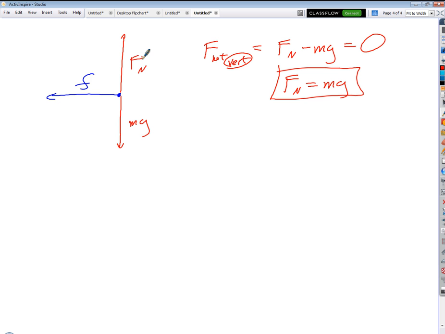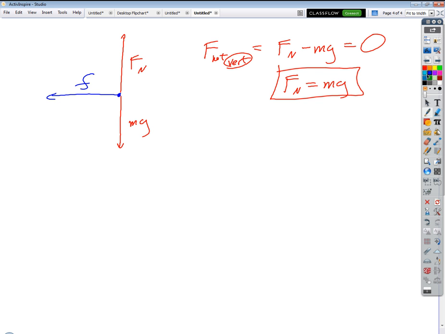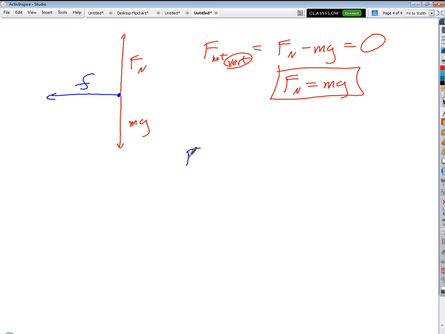Now, what about horizontally? Horizontally, the net force, there's only one thing acting, and that's friction. Well, friction is equal to mu times normal force, but we know that normal force is the same thing as mg. Why is that important to us?